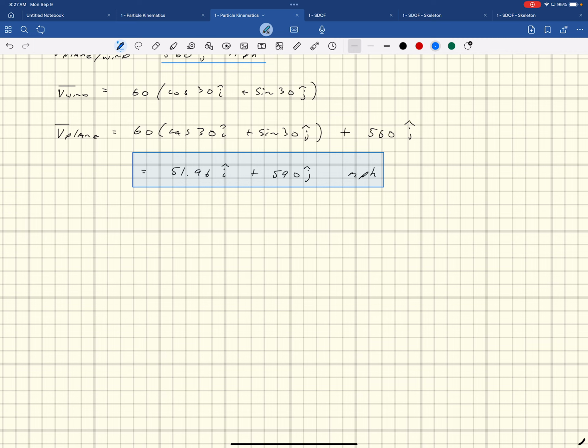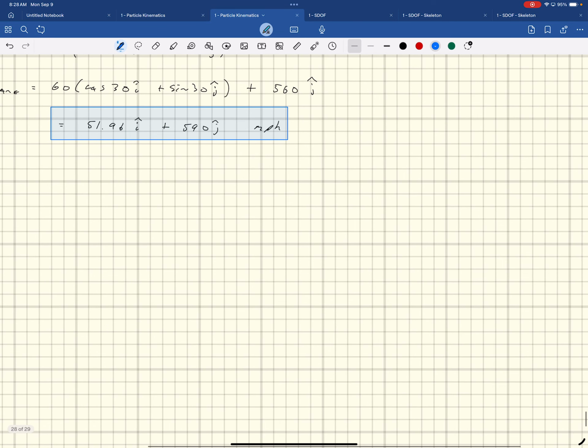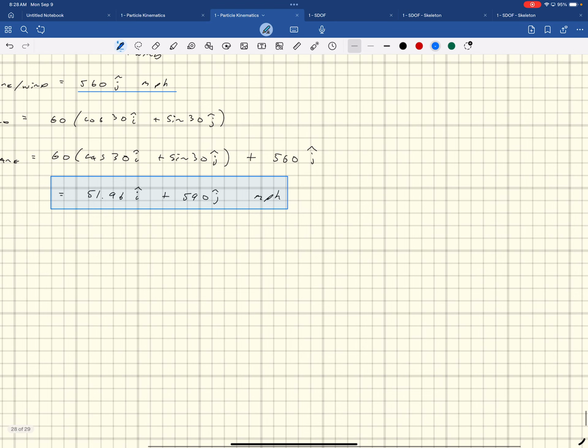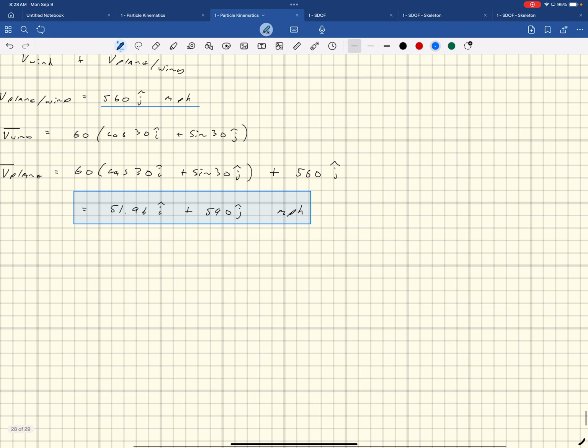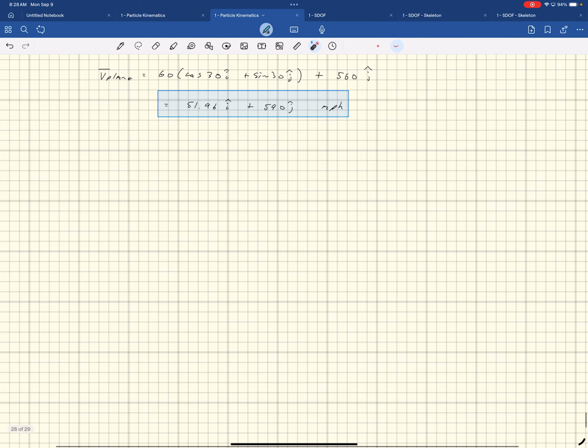Basically, it's pointing north, but it's drifting as it's going because the wind is drifting. Question: what happened to the 60 sine 30 in the J? It went in here, see? 60 sine 30 is a half, so that ends up being 30. I just have to do the math. I read it as the same numbers for some reason. So the bottom one is 590. Good question.